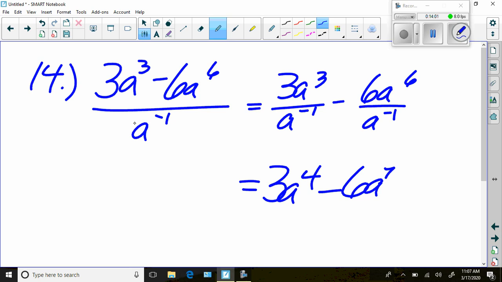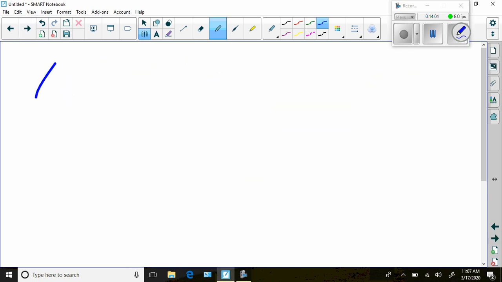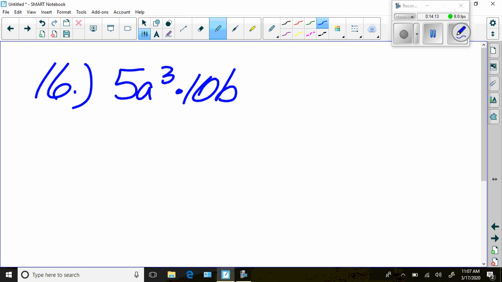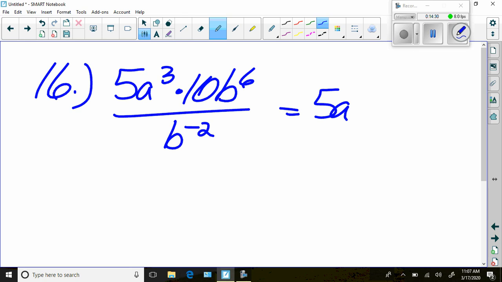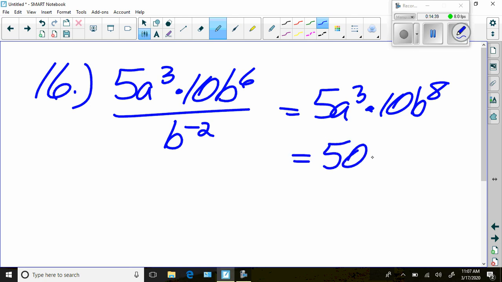Good. Number 16. 5a cubed times 10b to the 6th all over b to the negative 2. Okay, no need to split this up because it's a times, not a plus or a minus. So this b to the negative 2 is just going to move up right over here, to that other b. So that's going to be 5a cubed times 10b to the 8th. And then go ahead and multiply the 5 and the 10. So that's 50a cubed b to the 8th.